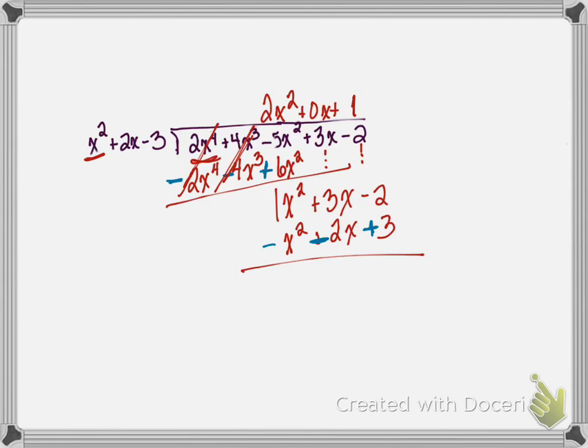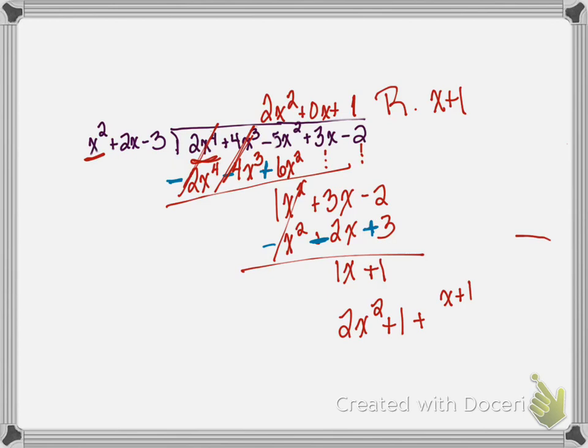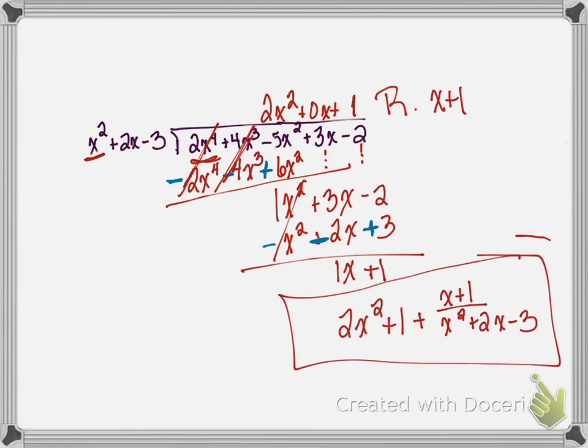So once I combine all these, I'm left with 1x plus 1. So my remainder here is x plus 1. So when I've divided all this, my final answer is 2x squared plus 1. Then I've got my remainder, and what do I put my remainder over? Good. Okay, so this is my final answer.